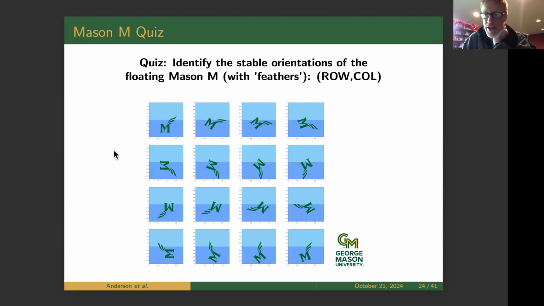does anybody want to venture a guess as to the two stable orientations? Probably a small enough group, somebody can just shout out if they want. Is row 1, column 2 stable? That's one of them, correct? Do you see another one? Row 3, column 4, perhaps. Yep, that's the other stable one. Very, very good.